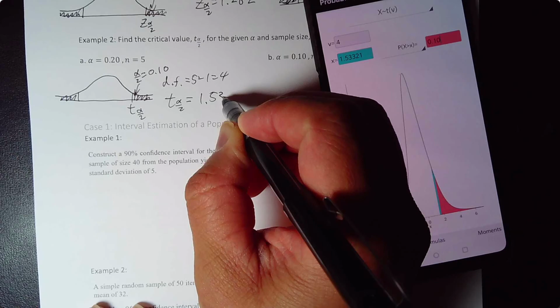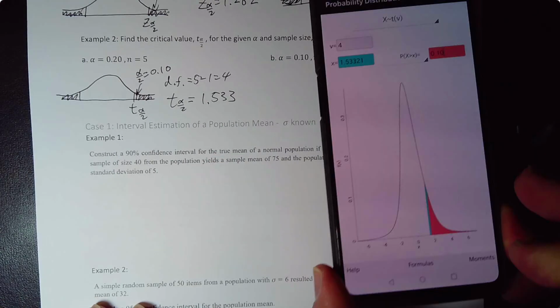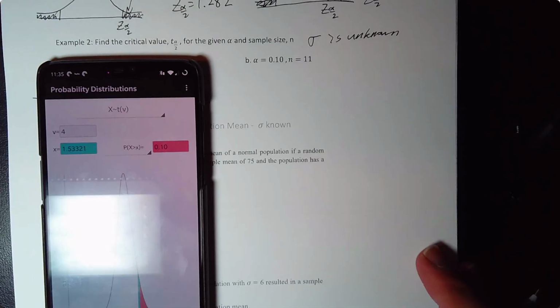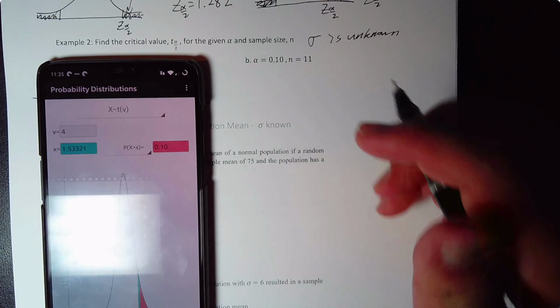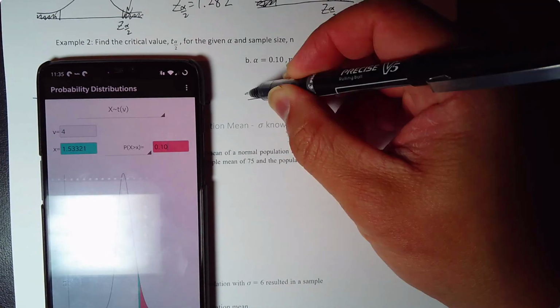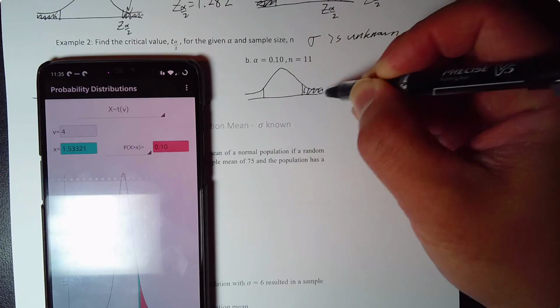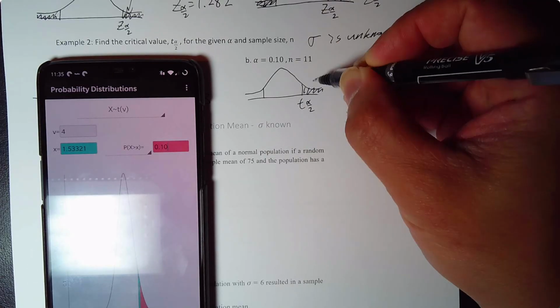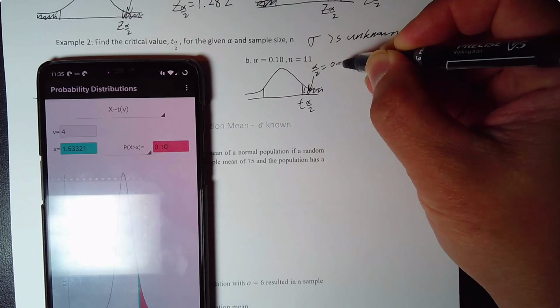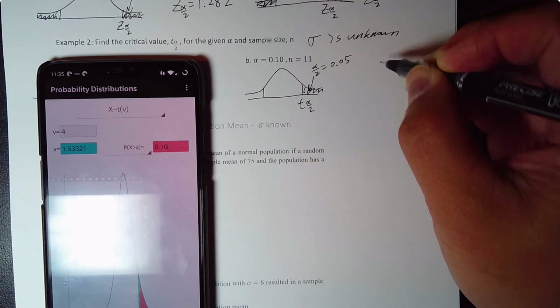Okay, let's go ahead and give this one a try. Pause if you like, for part B. Okay, again, always sketch. You make fewer mistakes this way. Alpha over 2 is 0.05. My n equals 11, so my degree of freedom equals 10.